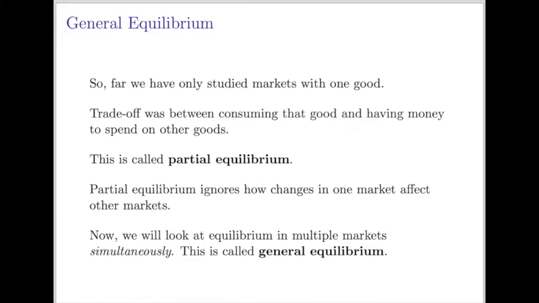So what we're going to do in this chapter is build a more self-contained model where we look at multiple markets, so markets for various goods, and we're going to look at them simultaneously. So this is called a general equilibrium model.